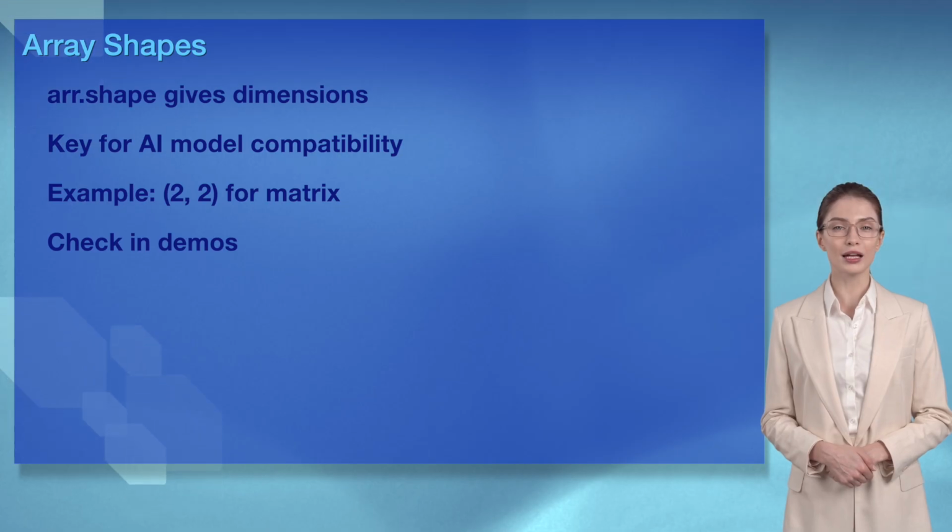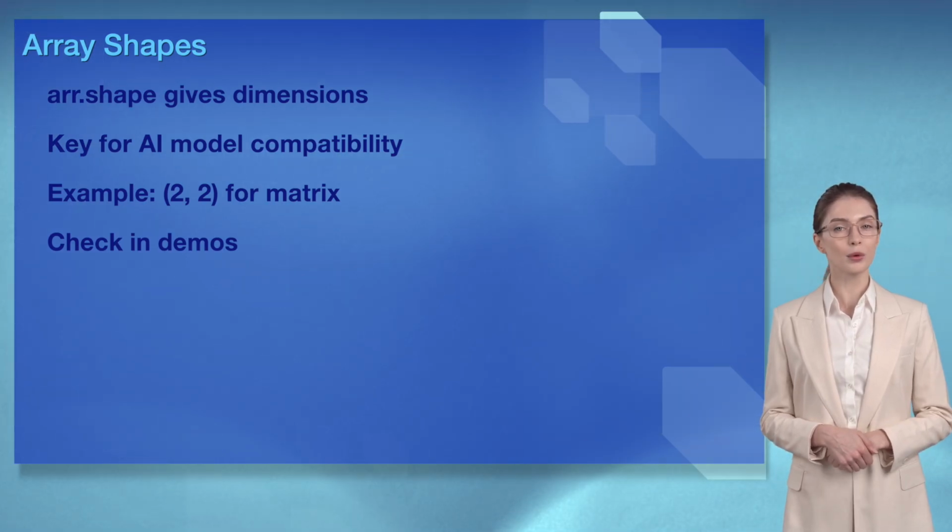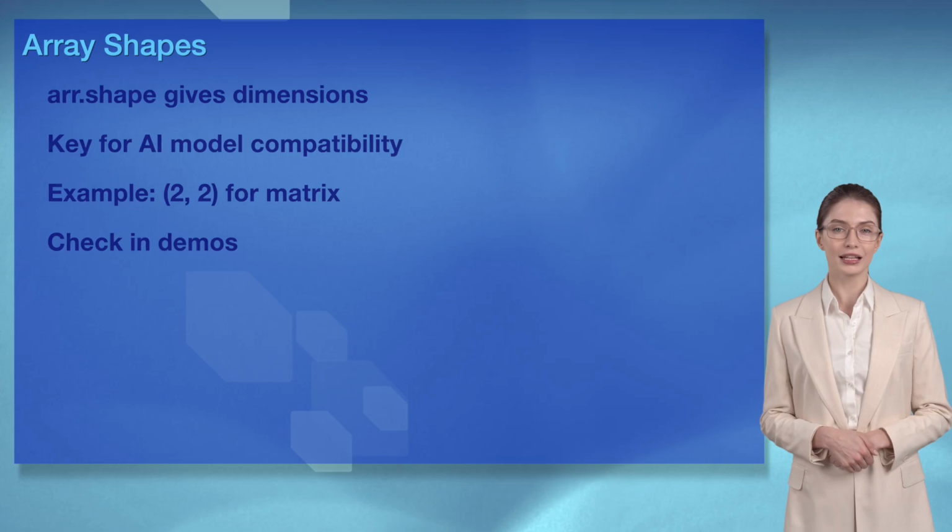Shapes keep AI data organized, Wizards. Use arr.shape to check dimensions before operations. Try it in our demo to master array handling.